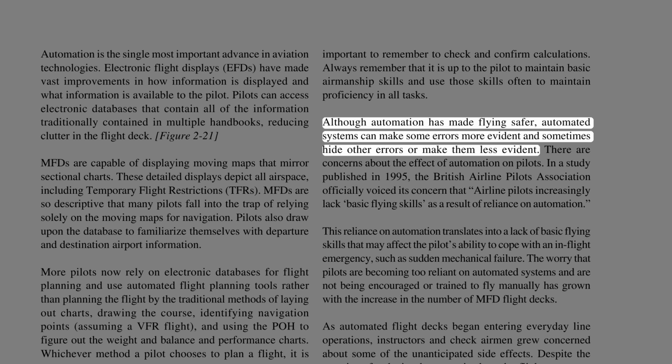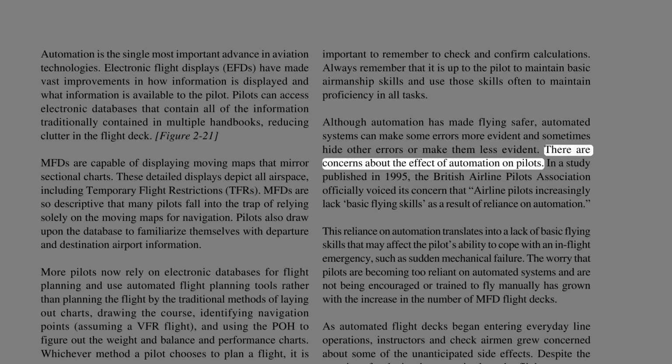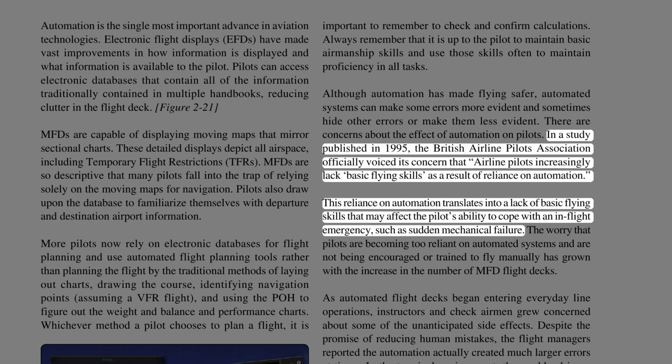Although automation has made flying safer, automated systems can make some errors more evident, and sometimes hide other errors or make them less evident. There are concerns about the effect of automation on pilots. In a study published in 1995, the British Airline Pilots Association officially voiced its concern that airline pilots increasingly lack basic flying skills as a result of reliance on automation. This reliance on automation translates into a lack of basic flying skills that may affect the pilot's ability to cope with an in-flight emergency, such as sudden mechanical failure.